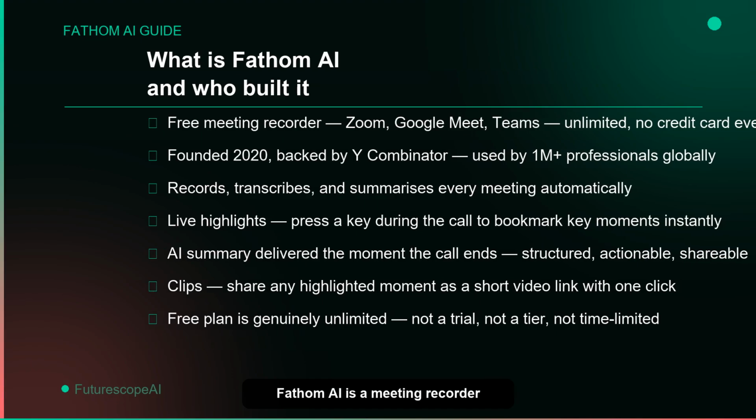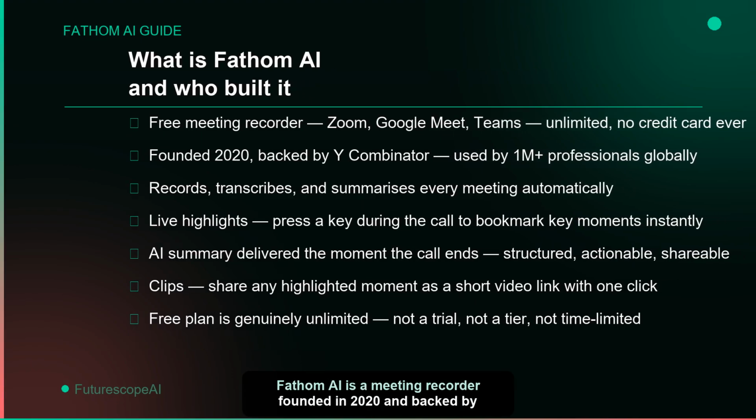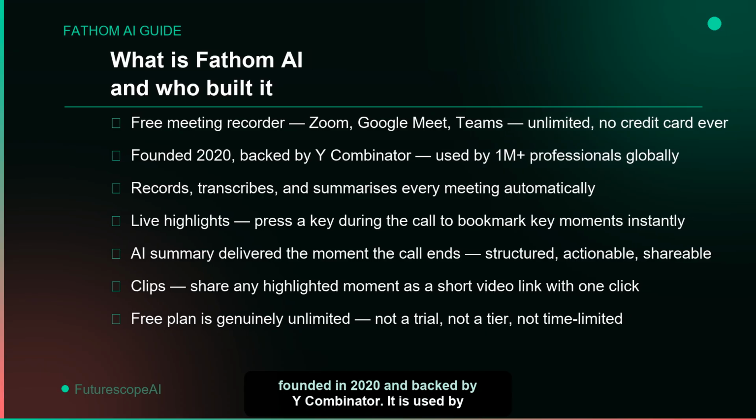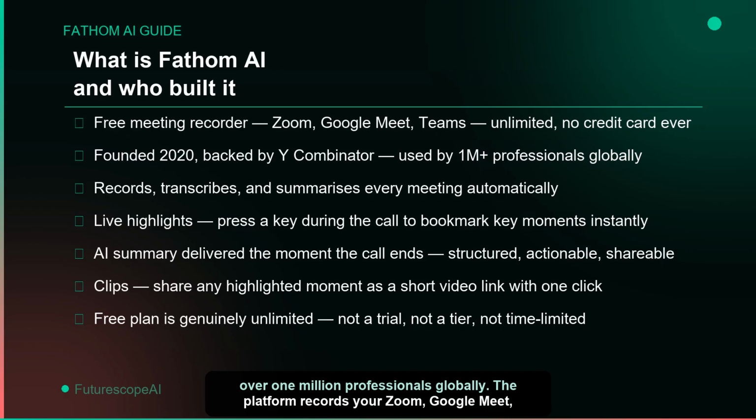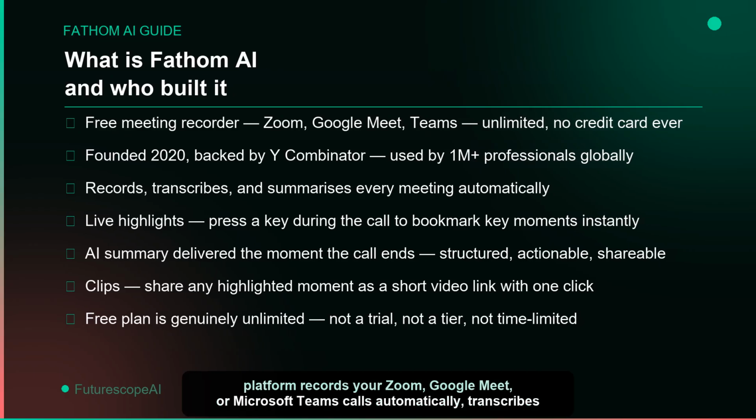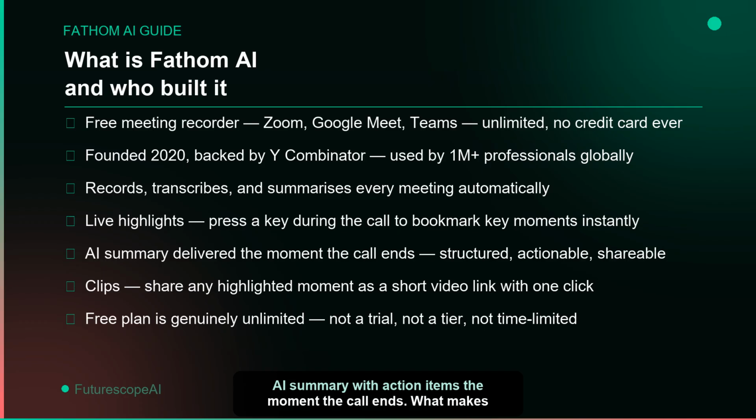Fathom AI is a meeting recorder founded in 2020 and backed by Y Combinator. It is used by over 1 million professionals globally. The platform records your Zoom, Google Meet, or Microsoft Teams calls automatically, transcribes every word in real time with speaker identification, and delivers a structured AI summary with action items the moment the call ends.